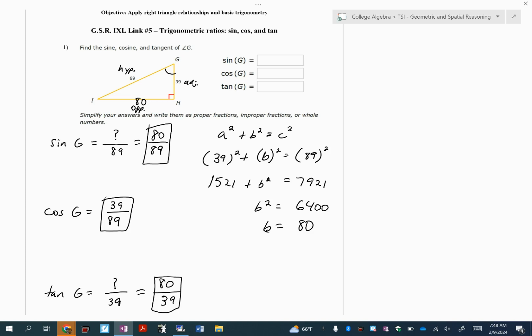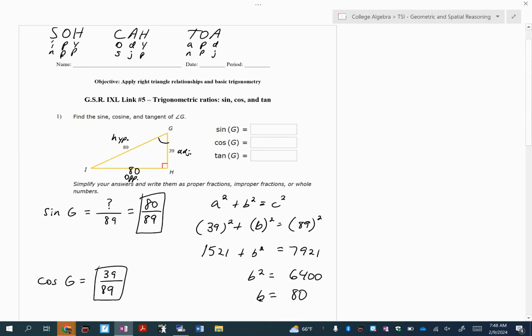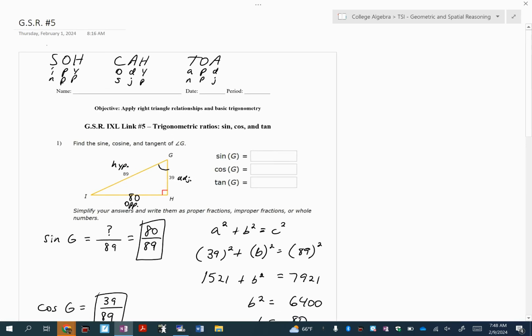And that is my missing side length. So I replaced that where my question marks were for my adjacent side. Okay, and they're all over the hypotenuse except for tan. Very good, because you're always going back to SOHCAHTOA. Sine is equal to the opposite over the hypotenuse. Cosine equals adjacent over the hypotenuse, and tangent is the only one, you're right, which is opposite over adjacent.